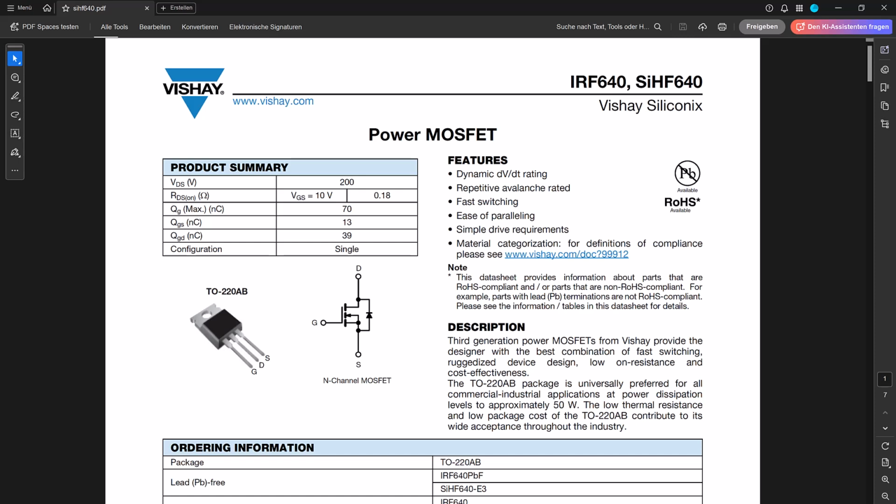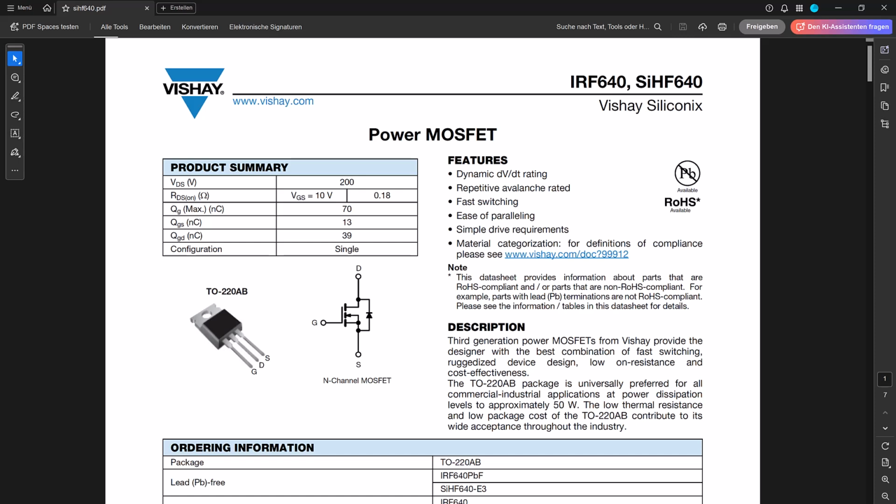On the top of page 1, there's something called the product summary. It's a tiny table that throws 4 or 5 marketing numbers at you: VDS, RDS(on), QG, QGS, QGD. For the IRF640, it says 200 volts, 0.18 ohms, 70 nanocoulombs, 13, 39.